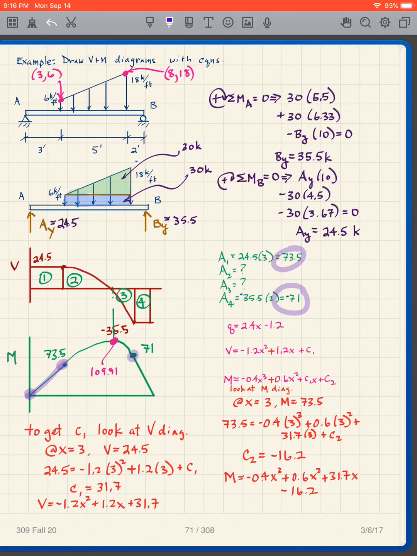Now, what else do I have to do? Well then, what do I know? I'm over here at 73.5. That is a positive area, so I'm going to be going up. I hit a slope. My slope there is 0. Why? Because the value of my shear is 0. And then area 3 is negative, so I'm going to be going down. So I know the shape of my moment diagram. I know that it's going to look like this. But at this stage, I don't know the value of that point. I just know that it's above these other 2 points.